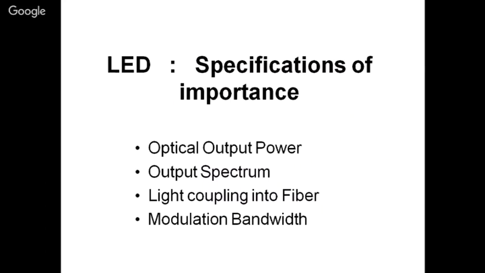So that is also important. So we have 4 important parameters in case of LED: optical output power, output spectrum, light coupling into fiber, and modulation bandwidth. These are universal types of specifications because they will be as good or important for laser diodes also. How much the laser diode is emitting, how much we are able to couple, and at what speed we can modulate. These are important for any light source for our communication purpose.